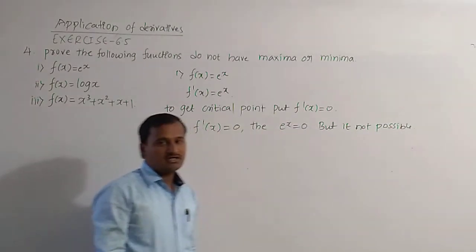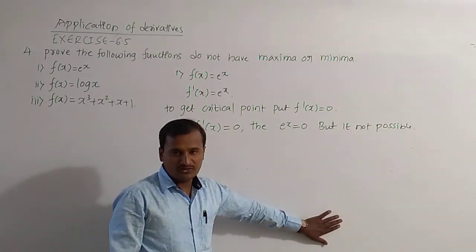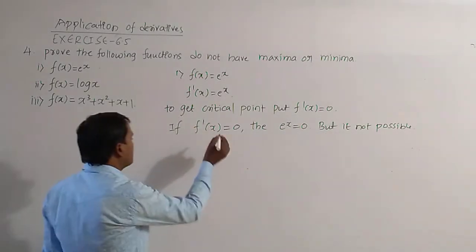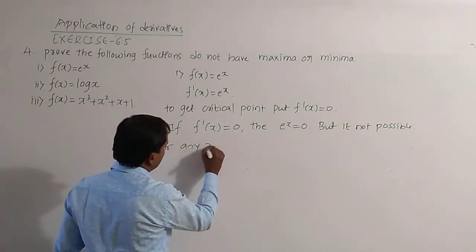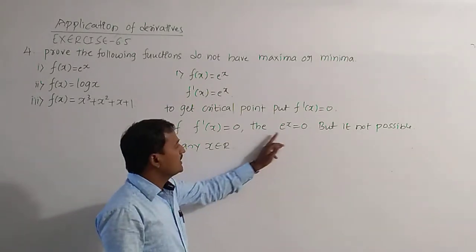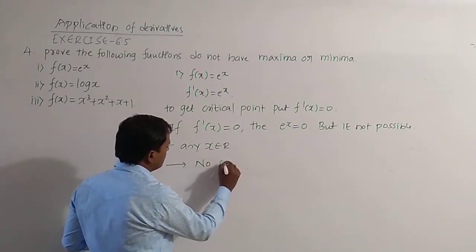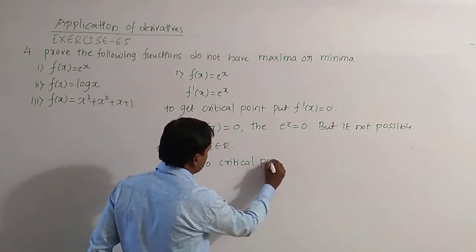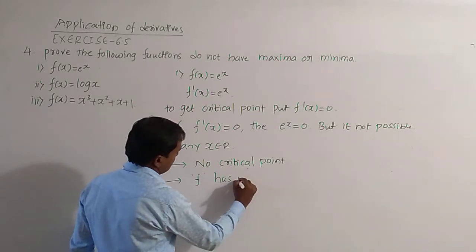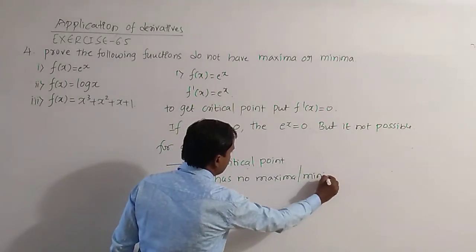It is not possible because we know that the exponential function never assumes the value 0. So e raised to x equal to 0 is not possible for any x belonging to R. For any real value of x, e raised to x equal to 0 is not possible. Therefore there is no critical point, and no critical point means f has no maxima or minima.